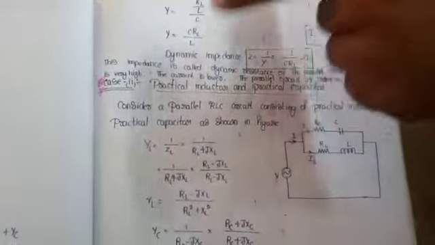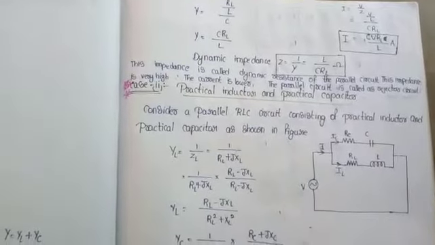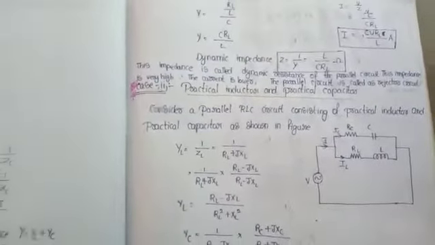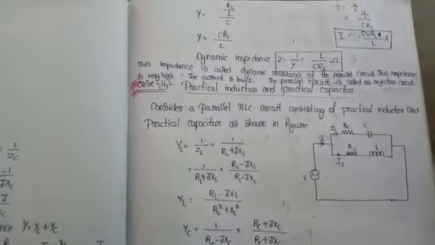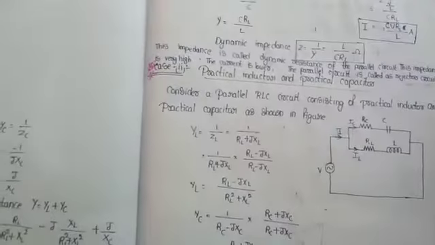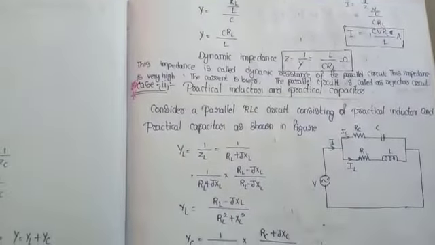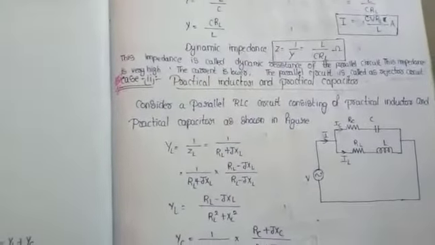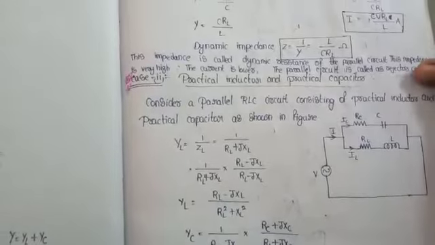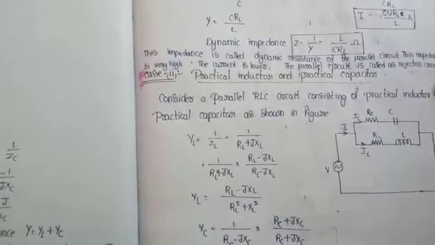This value is very high, so the dynamic impedance of the tank circuit, the parallel resonant circuit, is high, therefore the current is minimum. That's why this circuit is called a rejector circuit, whereas the series resonance circuit is an acceptor circuit. So the parallel resonant circuit is also called a rejector circuit.